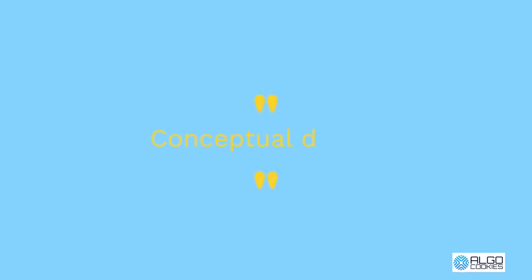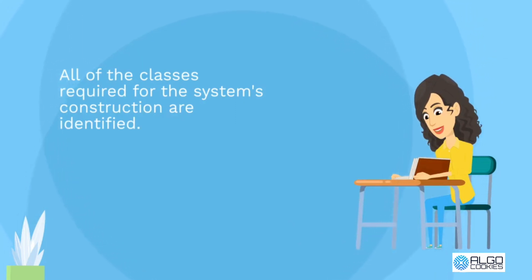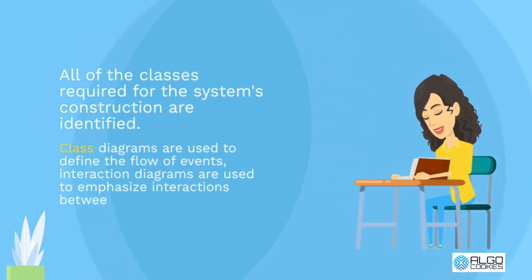Conceptual design. All of the classes required for the system's construction are identified. Class diagrams are used to define the flow of events. Interaction diagrams are used to emphasize interactions between classes.